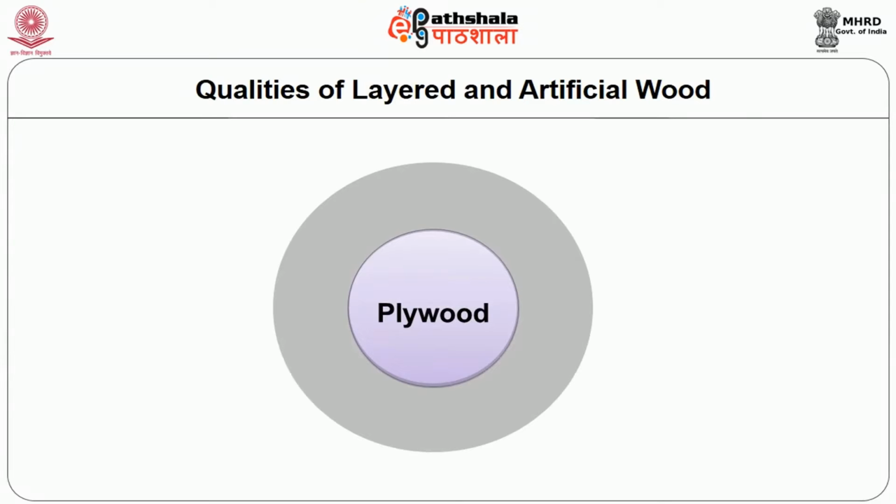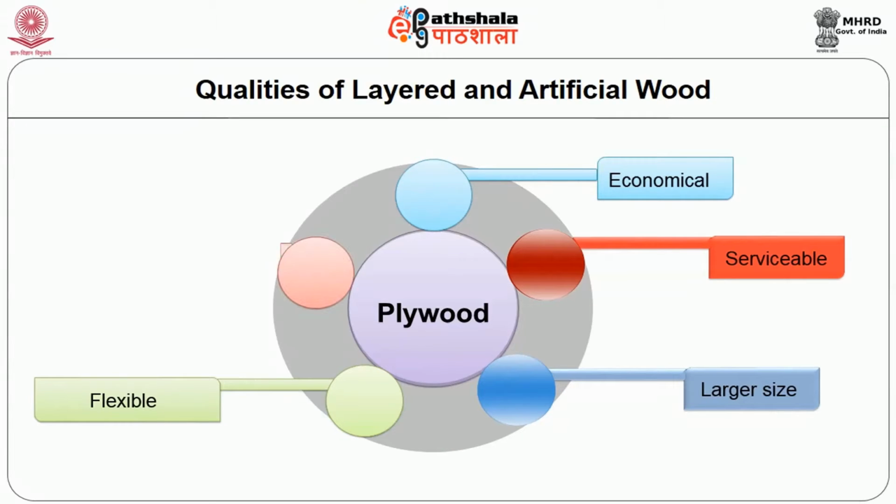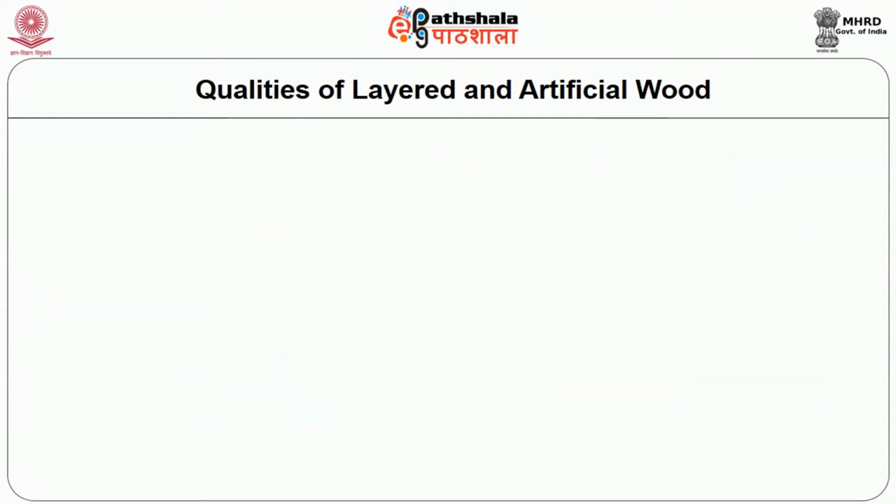Now, we will see the characteristics of plywood. Plywood is more economical, serviceable, larger in size, flexible, and more beautiful. Hence, it is more popularly used in modern furniture than solid wood. Plywood has some disadvantages also.